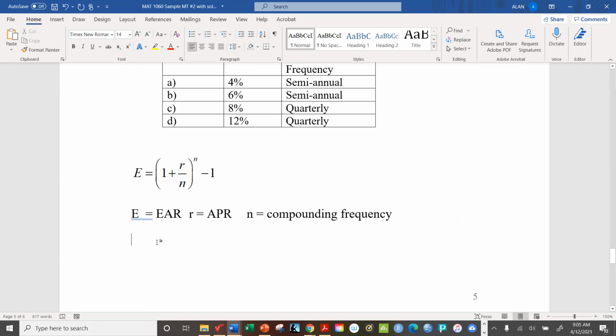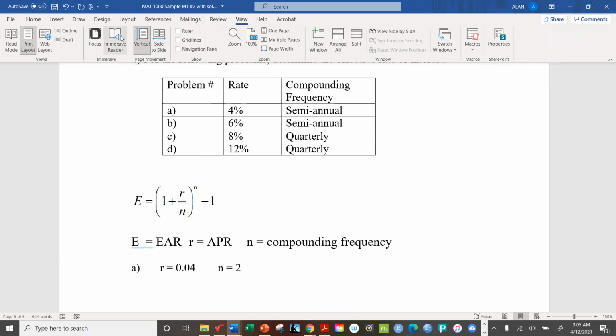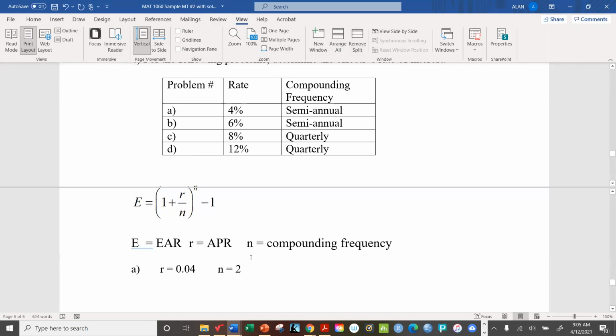So for part A, now, by the way, this rate in this formula is actually the APR. This lowercase r is 4%. This is the APR. And the compounding frequency is 2. That's all we need to know for this one. The time, like I said, is immaterial because this is an annual rate anyway. So let's see what we can do here.